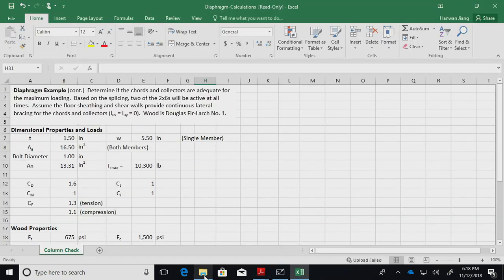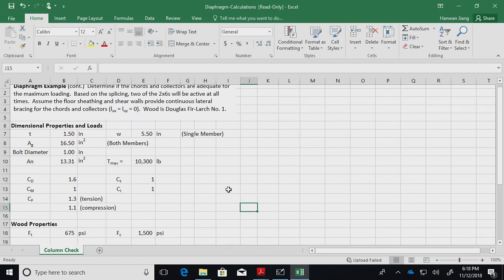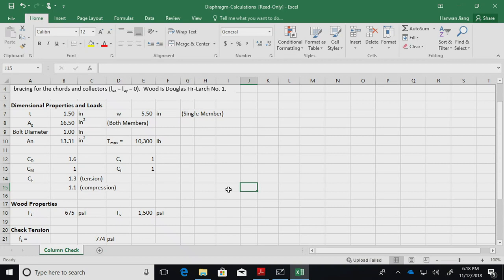All right, so that should be most of the design values and design procedures. Next time, we're going to talk about the diaphragm and the tie and anchorage force design.